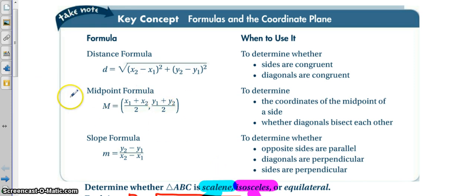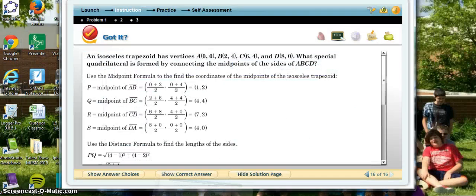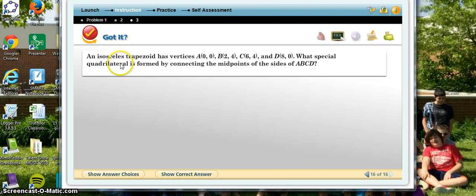So our midpoint formula is essentially finding the average of the x's and the average of the y's. So hopefully you looked through the Pearson module and saw how it works on there. If we come to our got it problem here, we have an isosceles trapezoid. Now isosceles, you know, two sides of the same length. Trapezoid has vertices A, B, C, D here given to us.